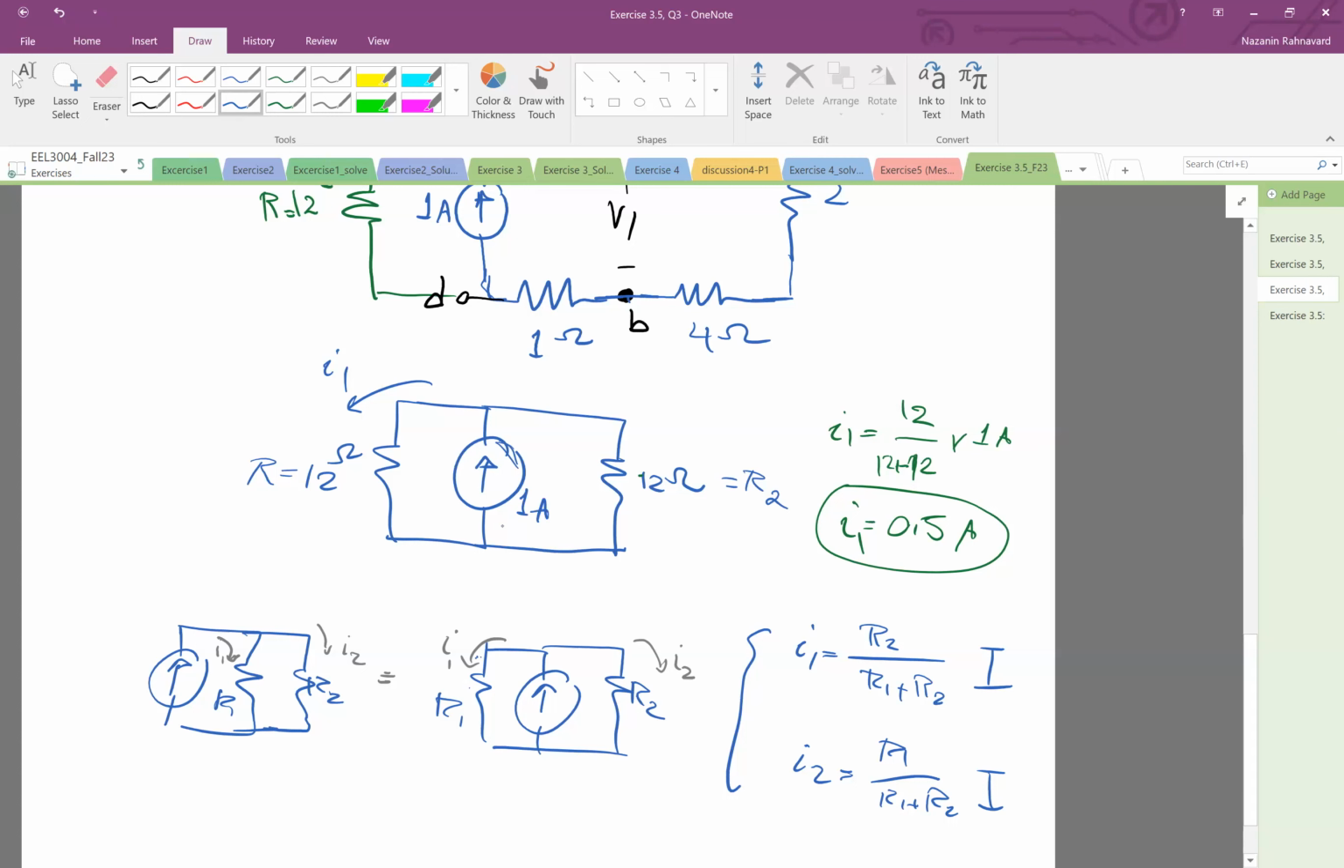One other way of saying that is because these two resistors are equal, the current will be divided equally. This is just a special case. It doesn't apply all the time, but here, because both of them are 12 ohm, everything should be divided equally. So half of the amp goes here, half of the amp goes there, or you can go from the formula.